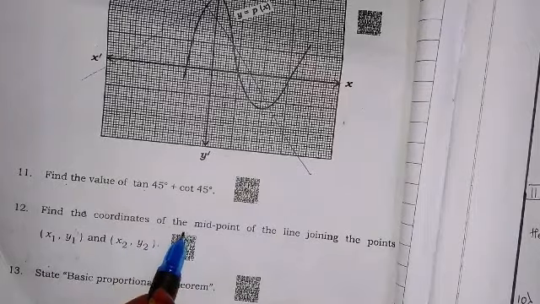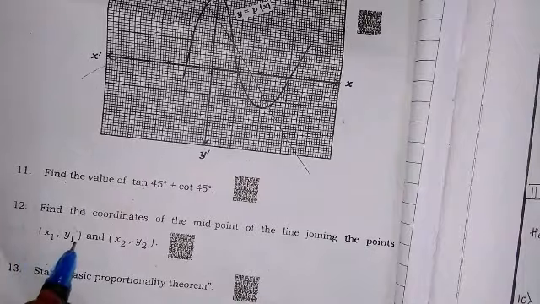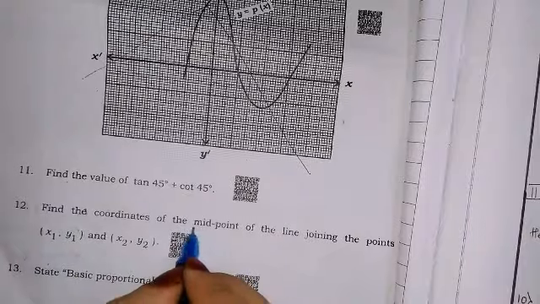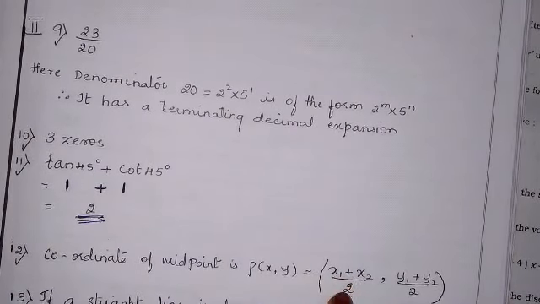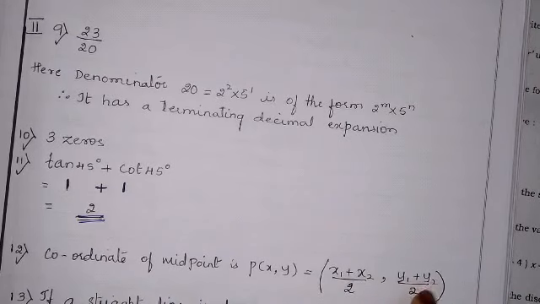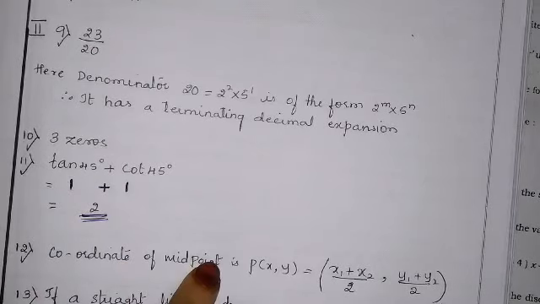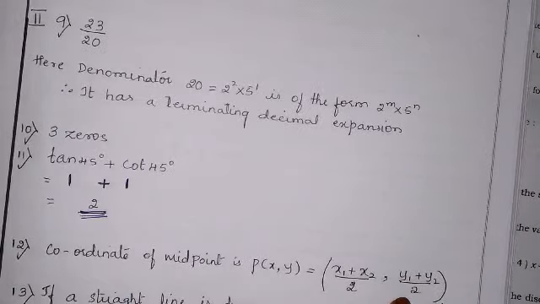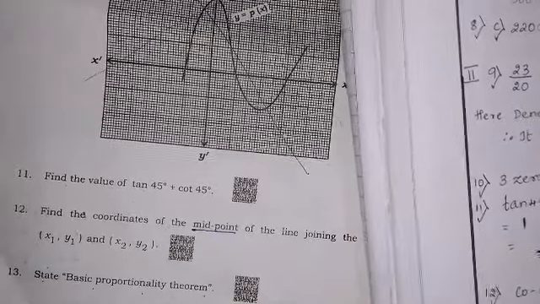Find the coordinates of the midpoint of the line joining the points x1, y1 and x2, y2. What is the formula for midpoint? You should know the coordinate of midpoint is x1 plus x2 by 2, comma y1 plus y2 by 2. This is the midpoint formula. So the next question is state basic proportionality theorem.